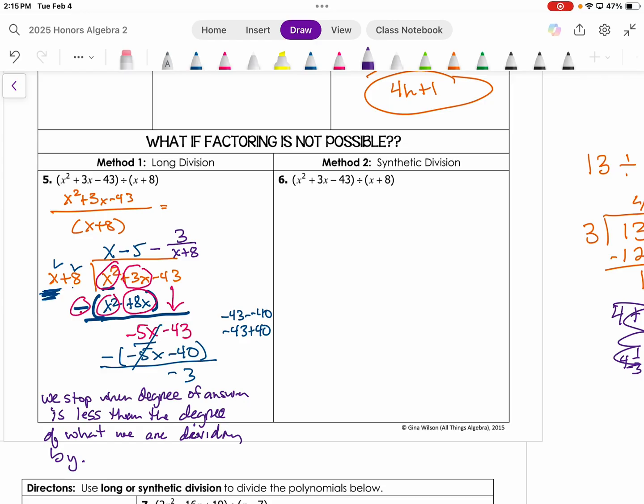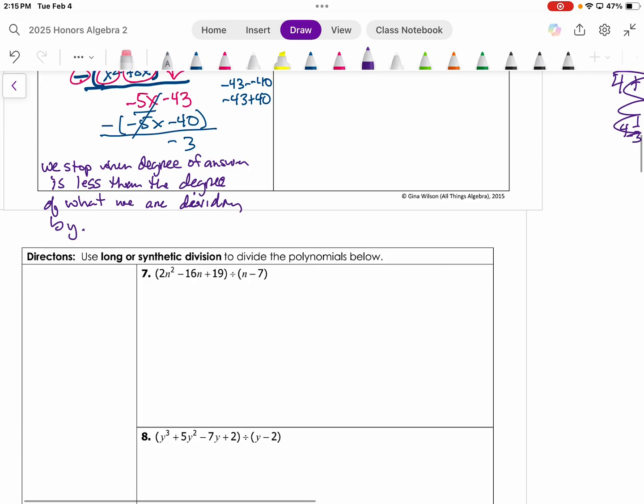We're going to go down to the next example, the next example down below it. Again, they tell us to use long or synthetic. We're going to do it by long. Okay.